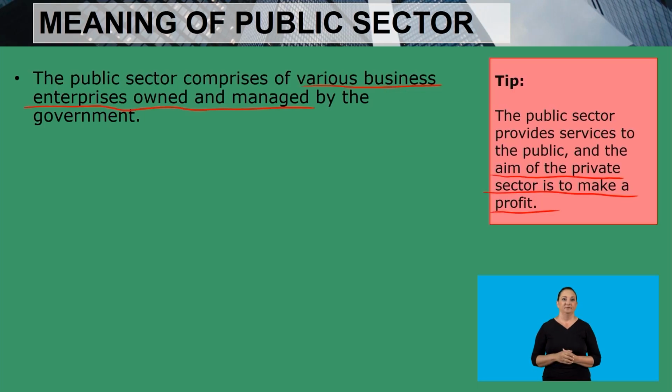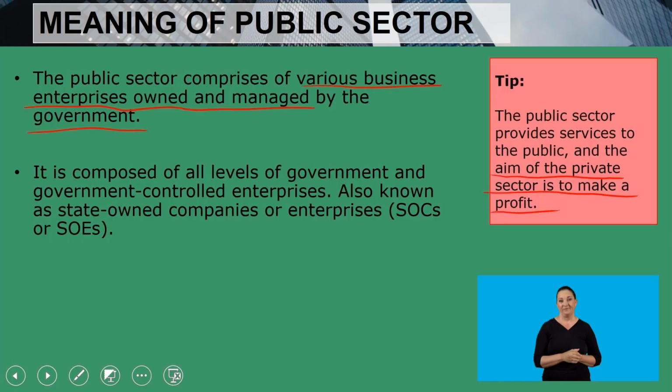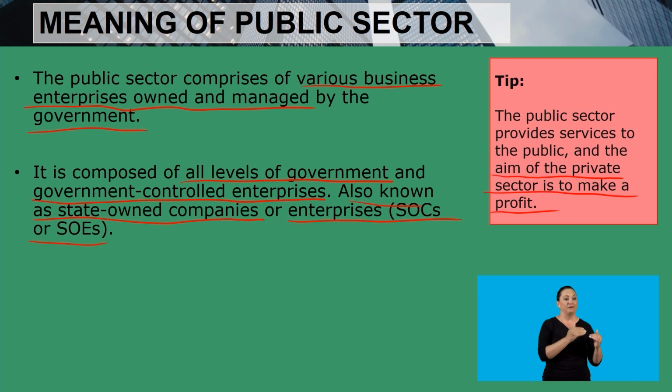Then the public sector comprises various business enterprises owned and managed by the government. So the businesses that we find in the public sector are owned and controlled by the government himself. It is composed of all levels of government and government-controlled enterprises, also known as state-owned companies or enterprises, which is SOCs or SOEs. So all the businesses that we find here under the public sector are controlled and managed by the government.